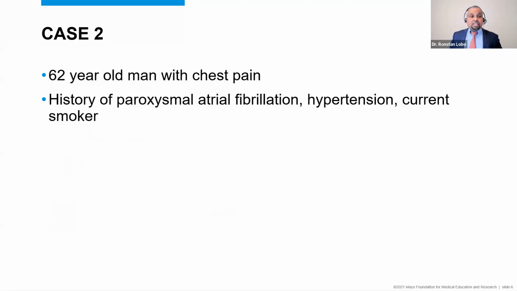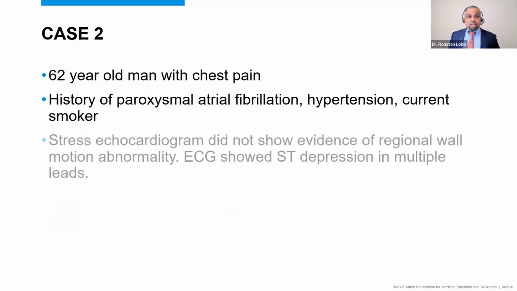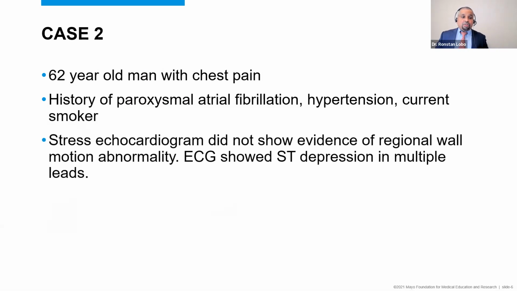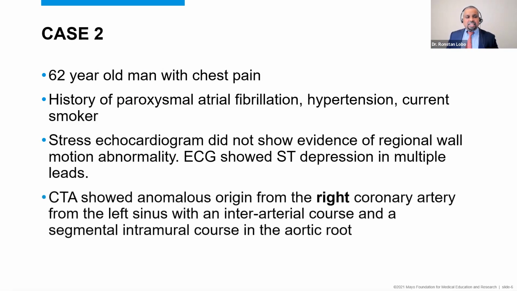Case number 2: a 62-year-old man with chest pain, history of paroxysmal atrial fibrillation, hypertension, and a current smoker. Stress echocardiogram was done, and did not show any evidence of regional wall motion abnormality. However, the ECG showed some ST depression in multiple leads. Again, a CTA was done and showed an anomalous origin of the right coronary artery coming from the left sinus with an interarterial course and a segmental intramural course in the aortic root.